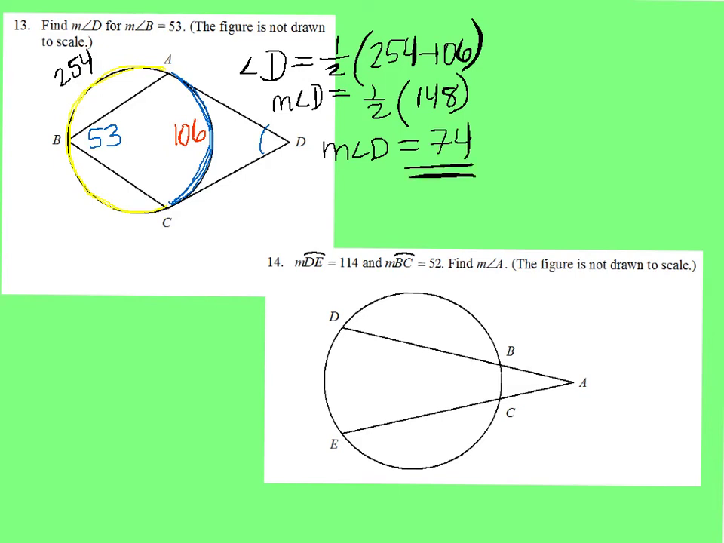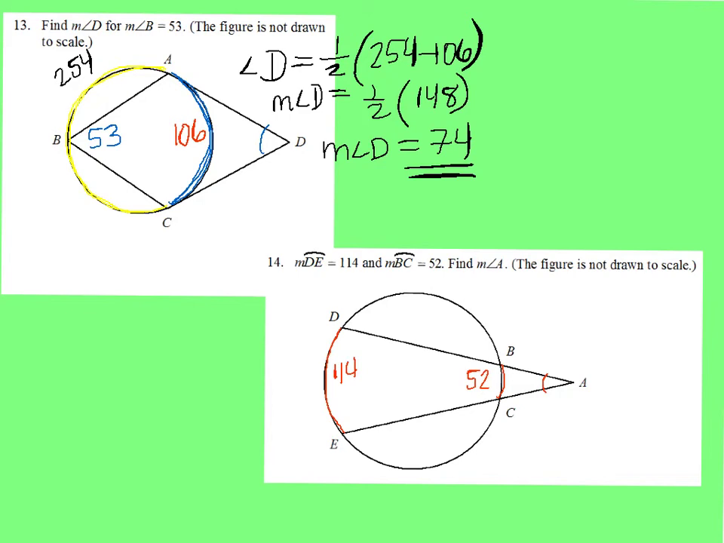All right, let's look at number 14. Number 14 shows us that the measure of arc DE is 114. So let's mark that. DE, this arc right here, is 114. Measure of arc BC, this arc, is 52. Find the measure of angle A.